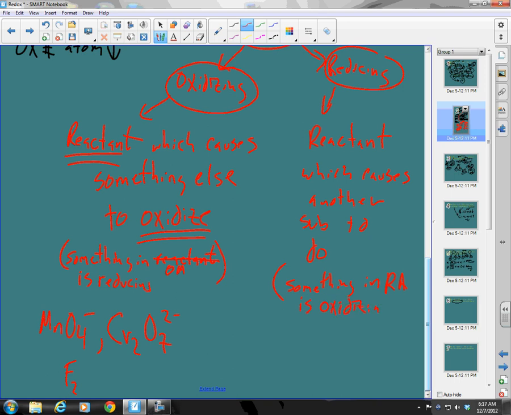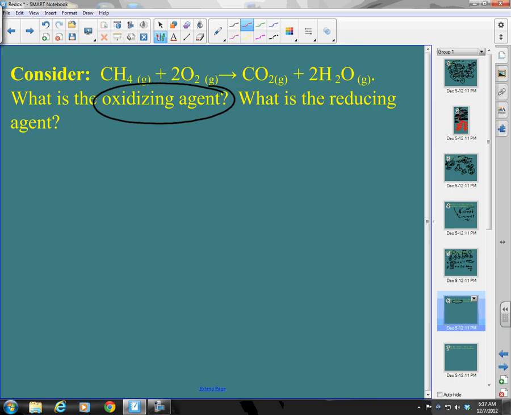You got that? If I make something else reduce, remember, reducing means gaining electrons. If I cause that to happen, I must be doing what? Losing electrons, and losing electrons is oxidizing. Okay, you guys got that? I hope you do. Metals tend to be very good reducing agents. All right, so let's see if we can do this. I know it may be a little foggy right now, but let's give it a shot.